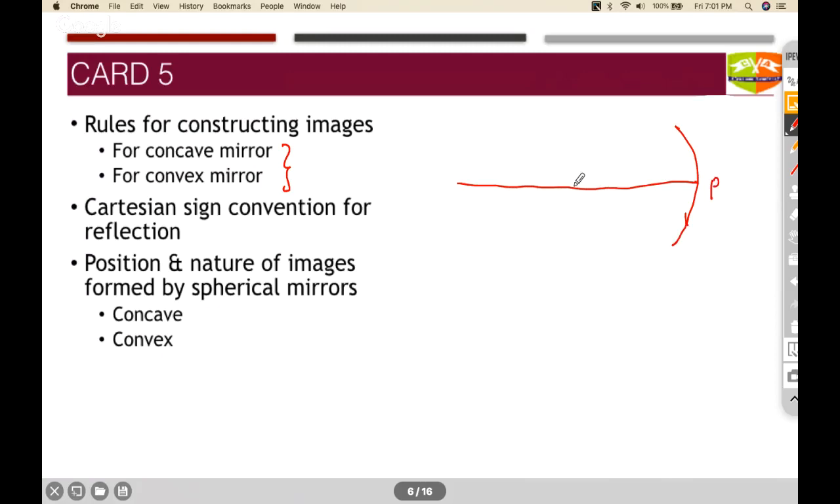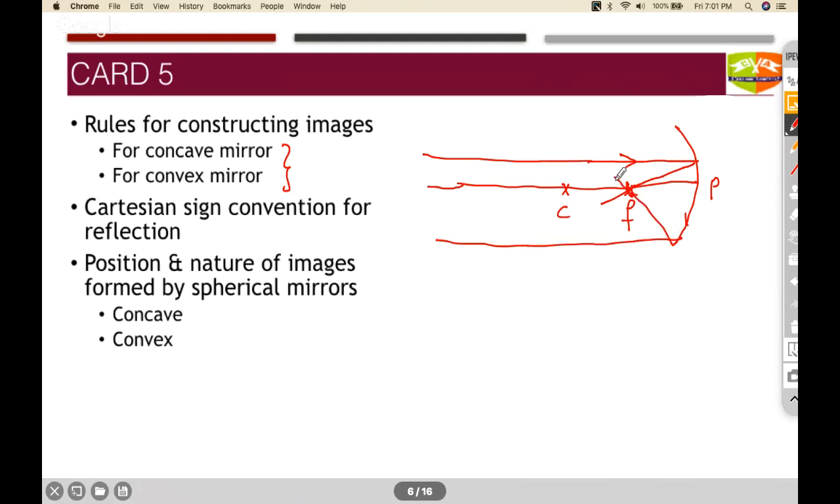Suppose this is the pole, this is the center of curvature, and this is the focus. Assume any object or point source is at a very large distance. Whenever I use this language in optics, by very large distance I mean that the rays coming from that source are parallel to the principal axis. From the rule of constructing images, if a ray comes parallel to the principal axis, all these rays will converge at the focus.